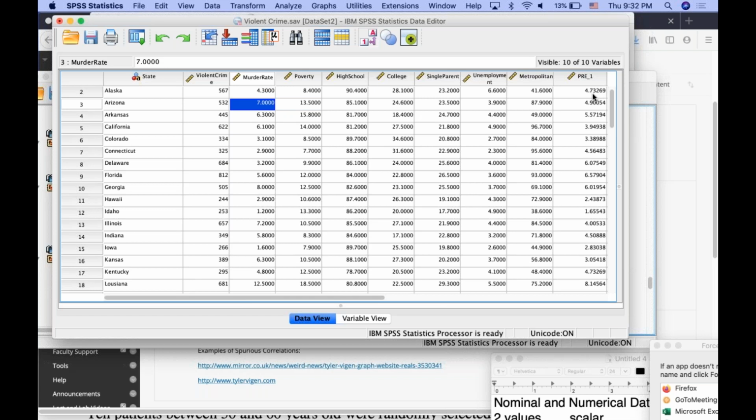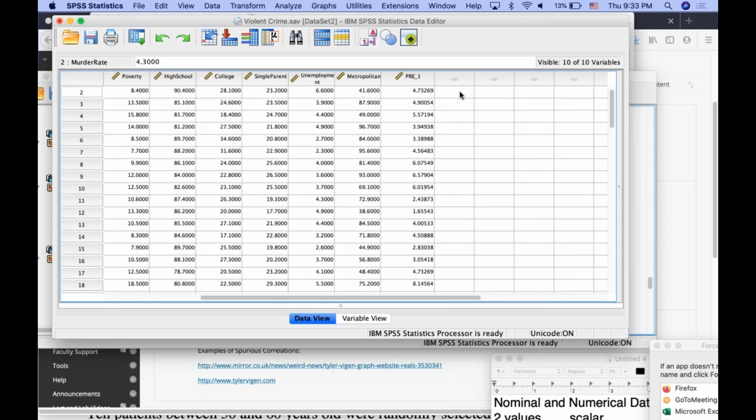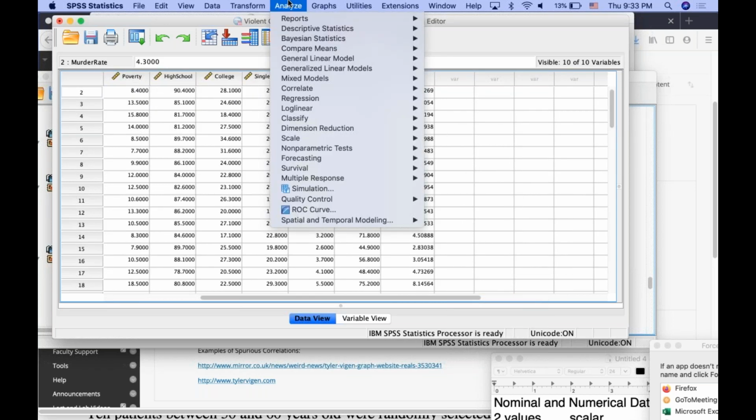The difference between what the line predicts and what the actual rate is for that community is called the residual. So you have the predicted values and the residuals. Well, it's going to be a pain for me to calculate every residual. I can get SPSS to do it for me.